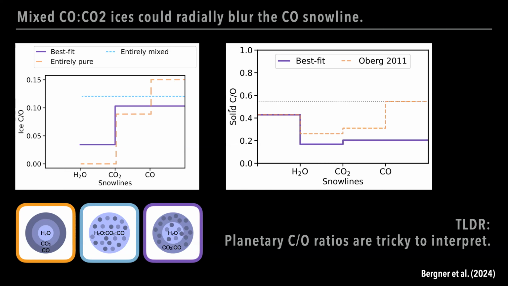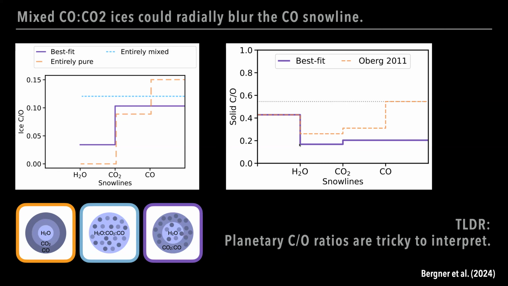And this is how that carbon over oxygen plot would look. So it sort of suggests that actually you might have a little bit more carbon that's making it in closer to the central star.